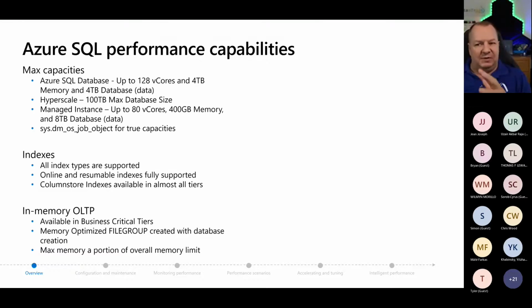Indexes are going to be one of the key areas around performance. Can I get the data quick enough? Can I find the data? Can I process that data? So maybe I've got too many indexes. Maybe my indexes are not being utilized.